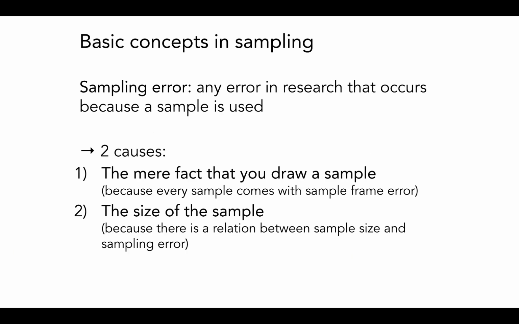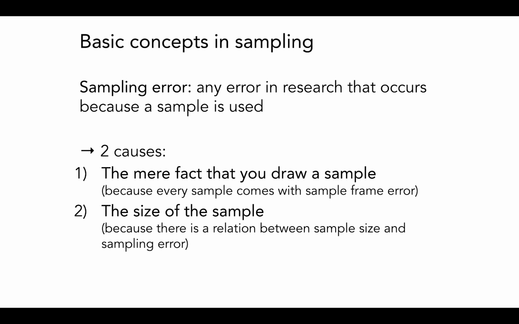Now that you understand sample frame and sample frame error, the next concept that is important to understand is sampling error. And sampling error is any error that occurs in research simply because you use a sample. So with any research you do, when you rely on a sample, which is pretty much always because we don't do research among the whole population, you will inevitably have some sample error. Now, where does this sampling error come from? By the way, we call it sample error or sampling error. That's the same thing.